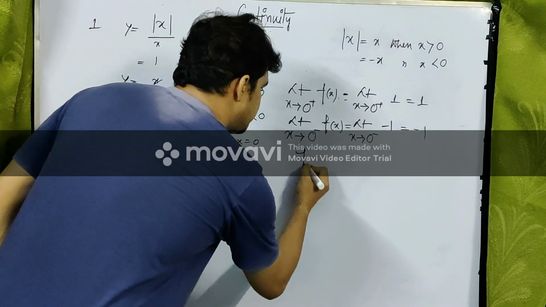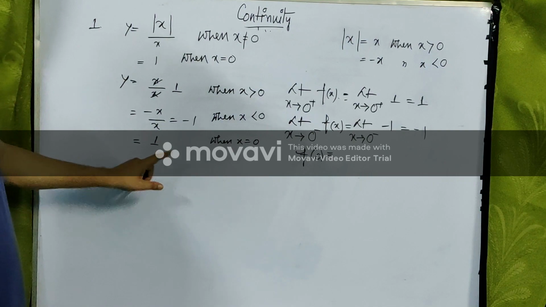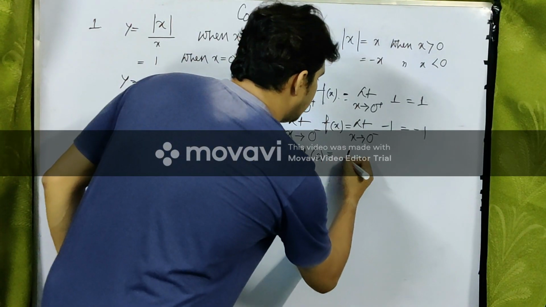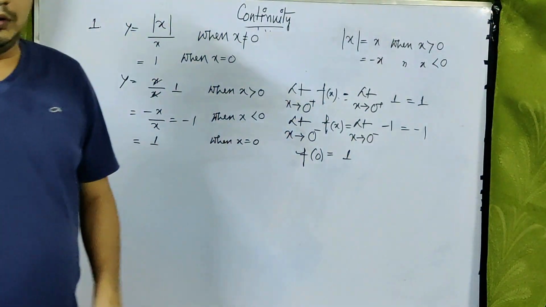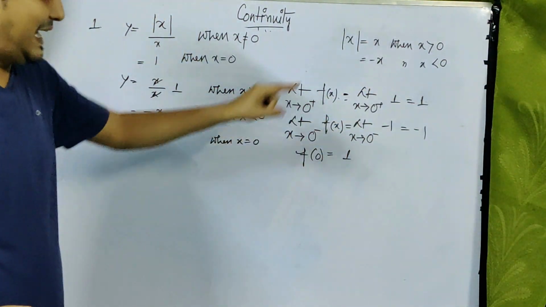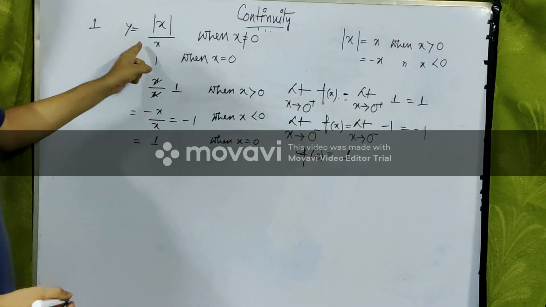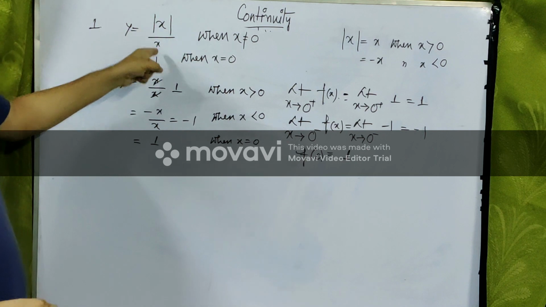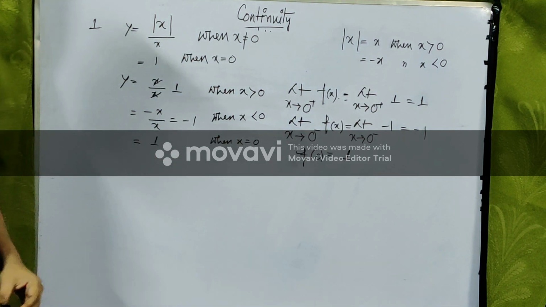And what is the value of f(0)? That means when x equals 0, the functional value is equal to 1. And these three are not equal. For continuity, these three should be equal. But because these three are not equal, we can say this function y equals mod x by x is not continuous at the point x equals 0. Okay.